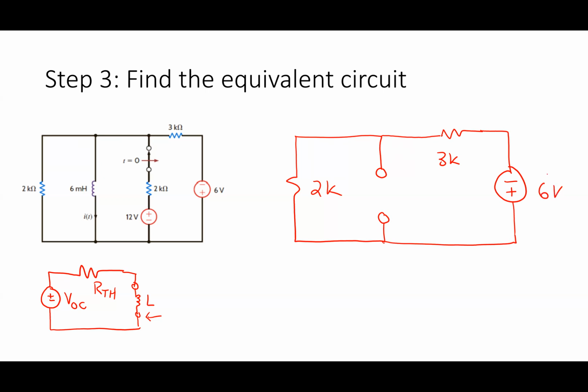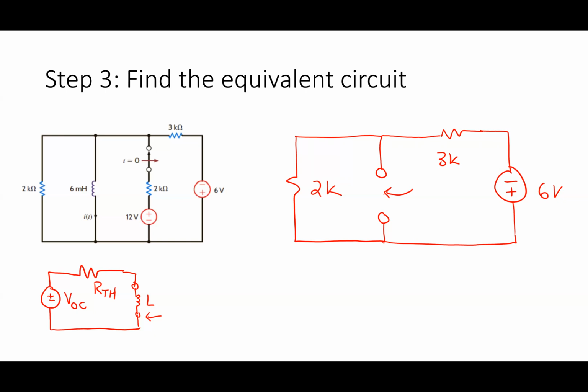Now, from my perspective, I want to find a Thevenin equivalent circuit looking into these terminals. Looking into those terminals, I can simplify that circuit down into an open circuit voltage and an R Thevenin. Now this is a part that always kind of messes people up. So the first part I want to do is find the open circuit voltage.